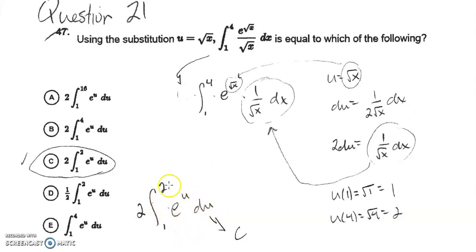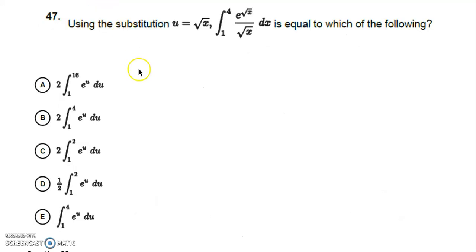I haven't done the bounds work yet. I would have left that blank at this point. Now I've got to figure out what u values go with that. So u of 1 is just root of 1, which gives me 1. U of 4 is root of 4, which is 2. So my bounds switch from 1 to 4 to 1 to 2. Hopefully that helps. You're feeling good.